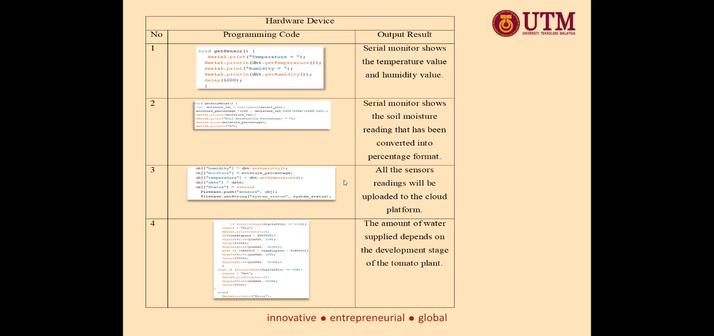And lastly, to supply water to the plant. This function depends on the current soil moisture reading. Let's say the current soil moisture reading is less than the ideal soil moisture value that has been entered by the user, then it will water the plant accordingly. Or else, if the current soil moisture reading is more than the ideal, then it will not water the plant.